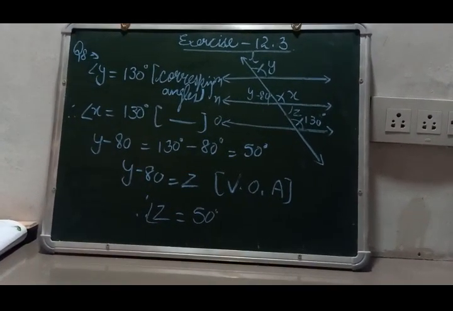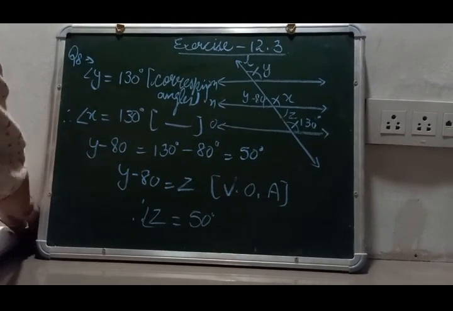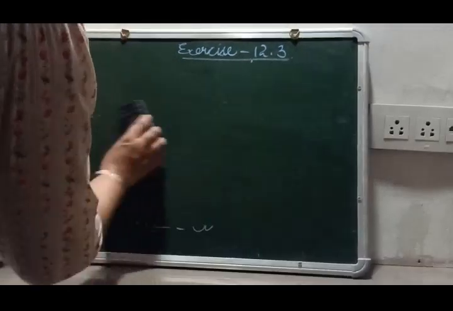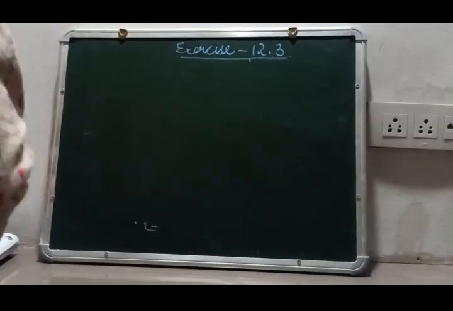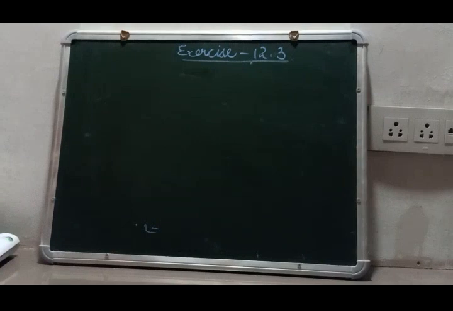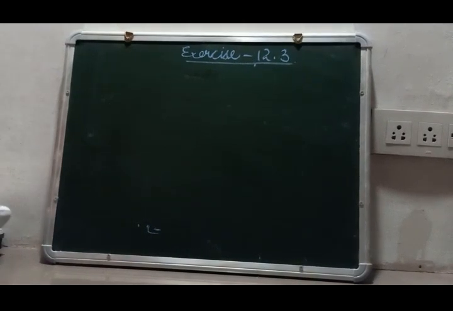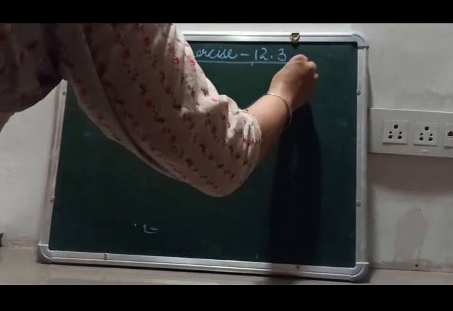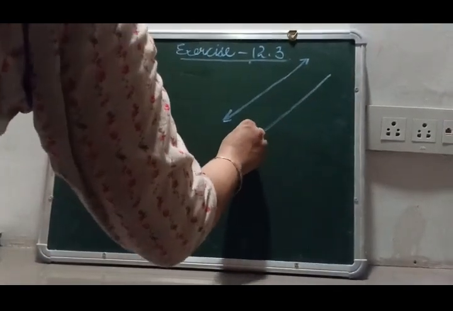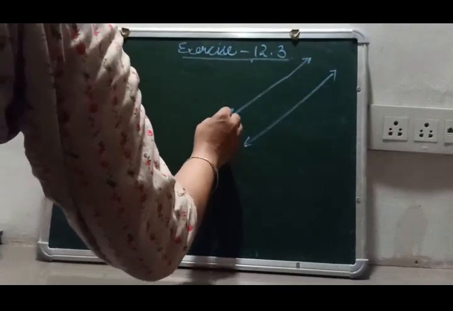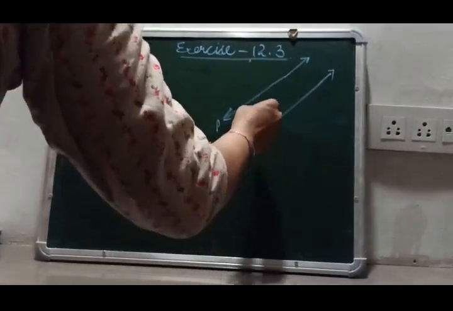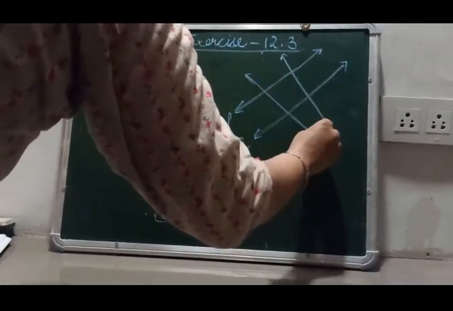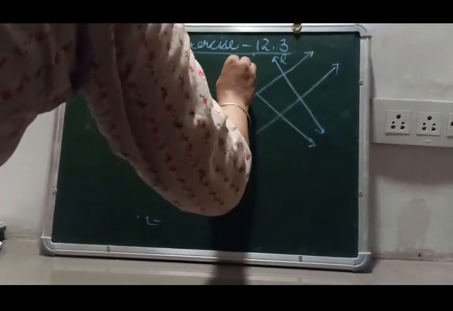Now in question number 9, we are given that in the given figure, lines L and M are transversals cutting parallel lines P and Q. So here we are having two lines P and Q and two transversals are here, that is L and M.